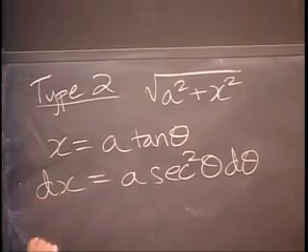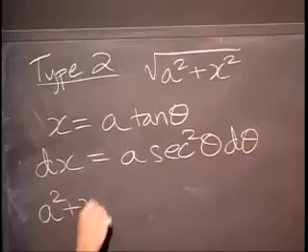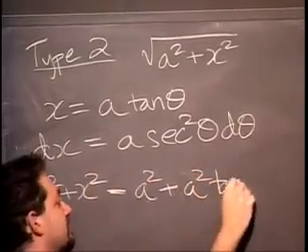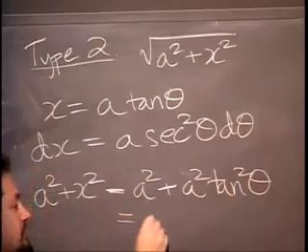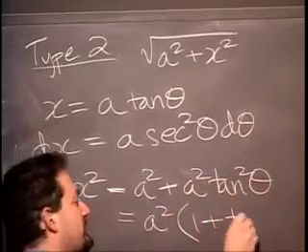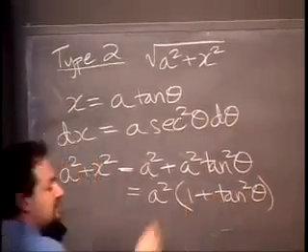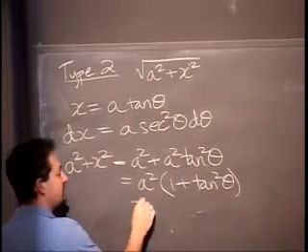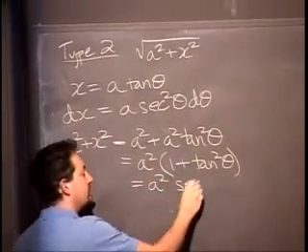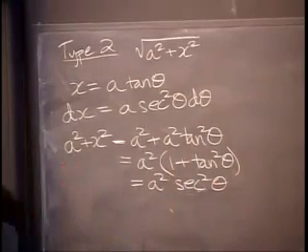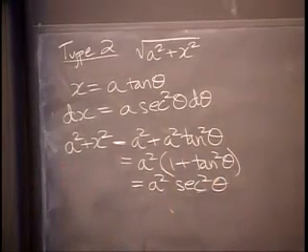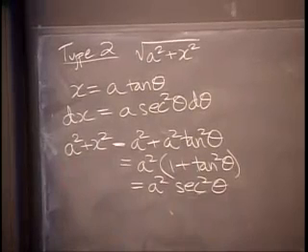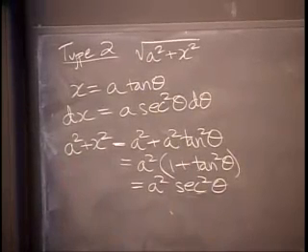But why does this work? a squared plus x squared is a squared plus a squared tan squared theta. So it's a squared outside of 1 plus tan squared theta. And look, there's the trig identity. 1 plus tan squared is secant squared. And you get a squared secant squared theta. Okay, you need a different trig identity for a plus. It happens to be the 1 plus tan squared, so there it is.